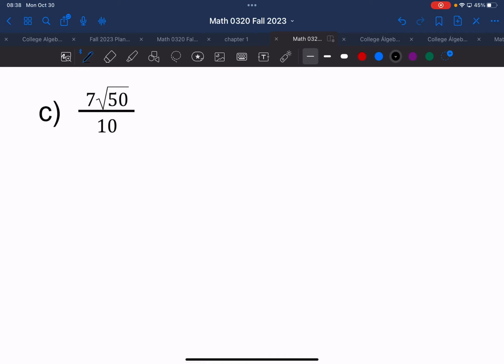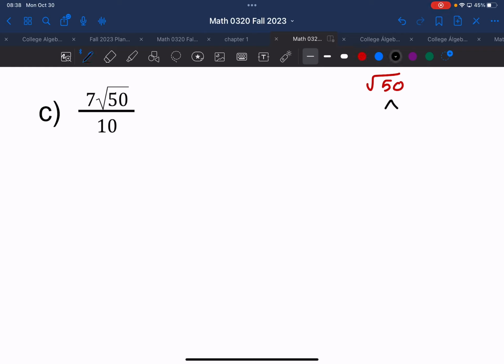Part C, we have 7 square roots of 50 divided by 10. What do you think our first step would be? Simplify the numerator. Good, simplify the numerator, and how would we do that? Prime factor tree of the square root of 50. Good, so we're going to take the square root of 50 off to the side and do the prime factor tree.